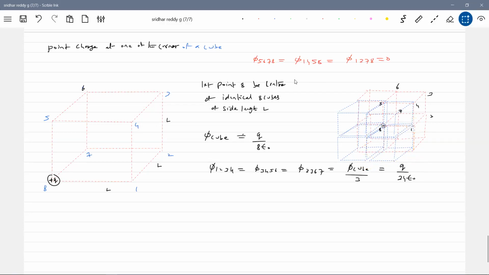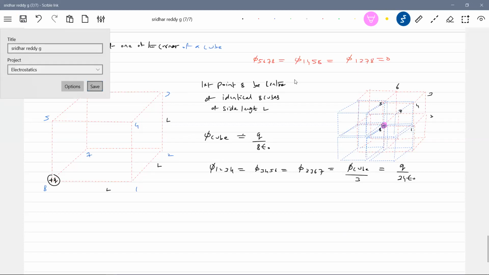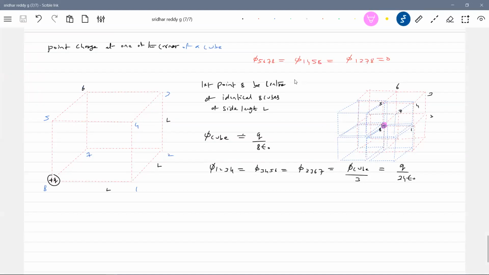If you draw, okay, the point charge here will become the center of 8 cubes. Logical thinking. So don't draw a diagram. I want you to think. You should imagine all these things.